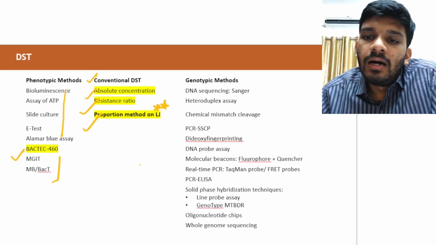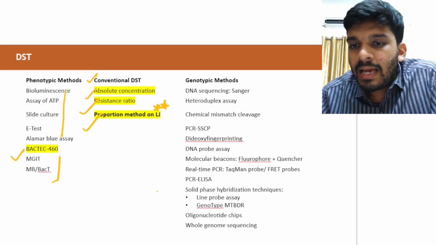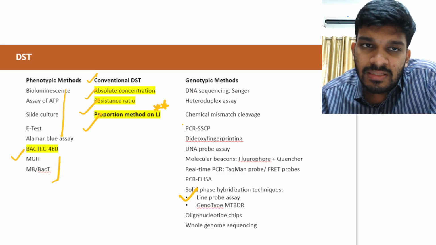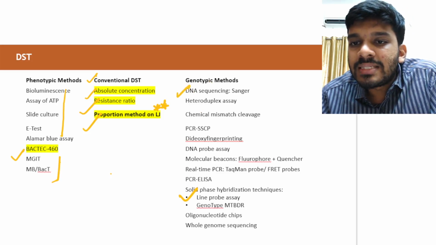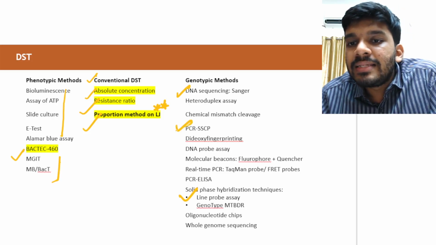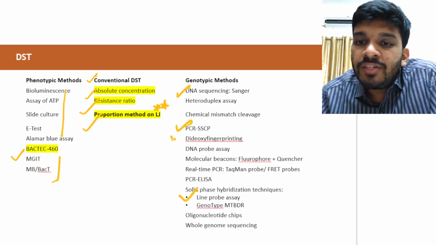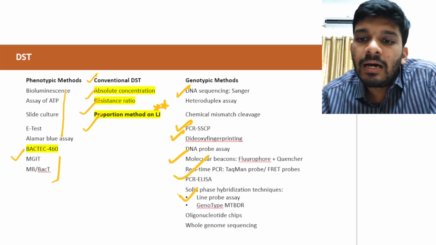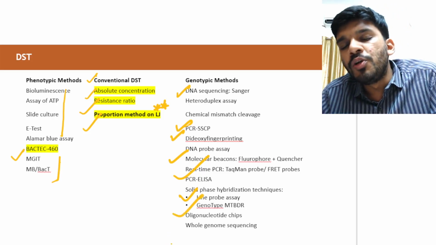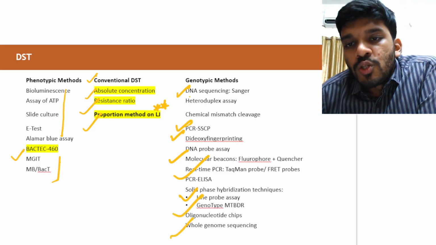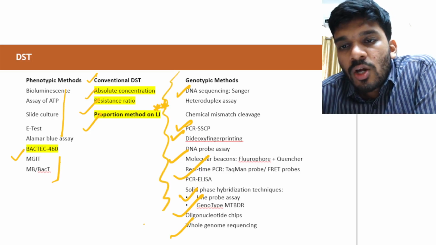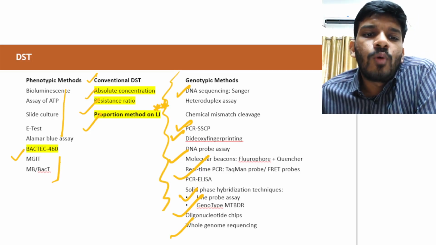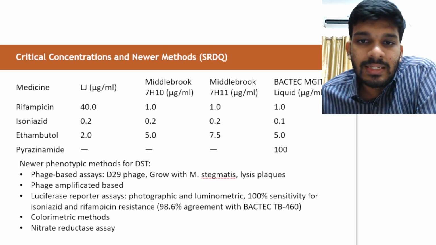Genotypic methods, important ones that we use in practicality, are line probe assay, right? Then other methods, I'll just go through them. Whole genome sequencing using Sanger's technique, PCR, SSCP, dideoxy fingerprinting, DNA probe assay, fluorophore plus quencher method, RT-PCR, PCR ELISA, oligonucleotide chips, and whole genome sequencing. So anything related to DNA, these are all genotypic methods, and you can get a one-liner question from this, or you can get a question in your examination related to drug susceptibility testing.